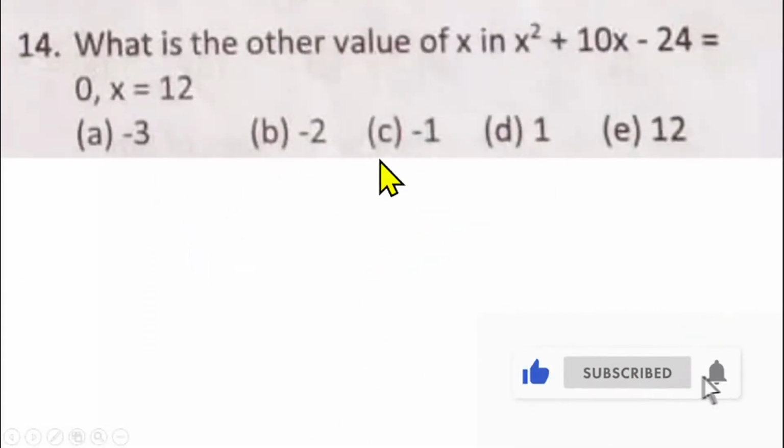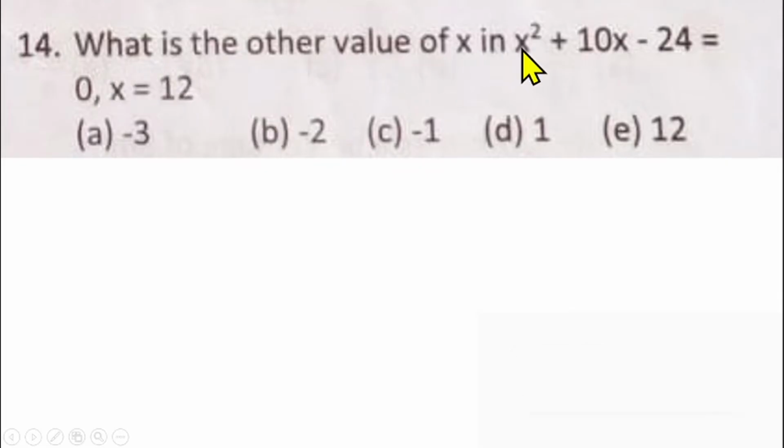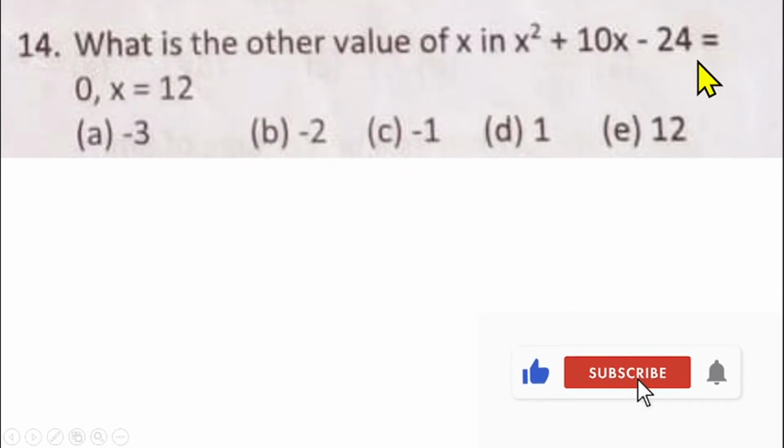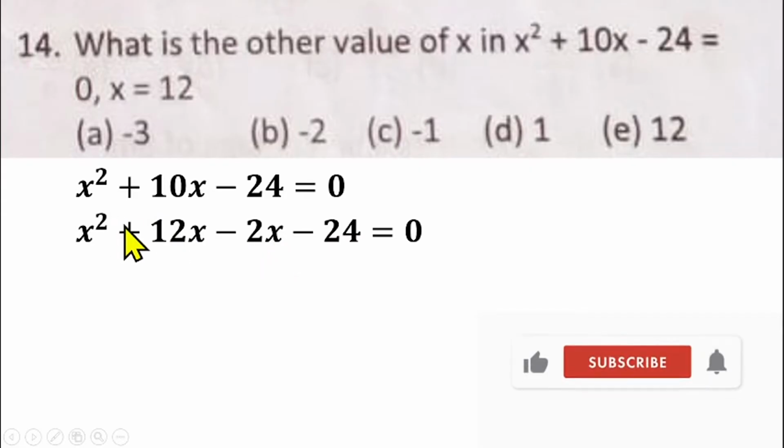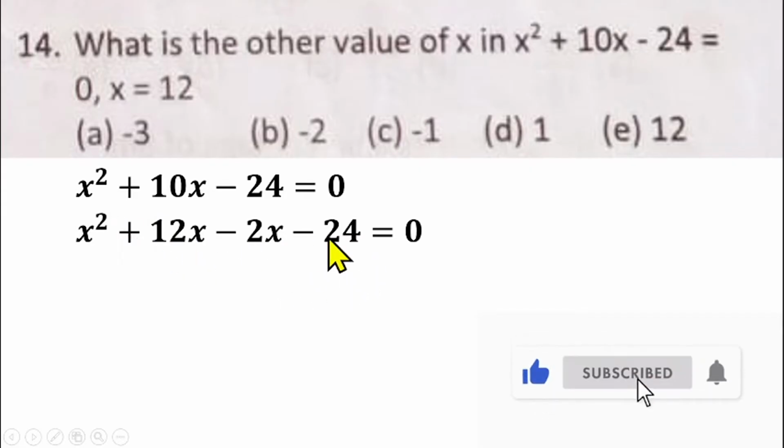Question number 14 is from the quadratic equation as well. What is the other value of x in x squared plus 10x minus 24 equals 0, where x is 12? So what can we do? We can solve the quadratic equation, and when we solve the quadratic equation, that will give us this. We just solve something similar to this now.